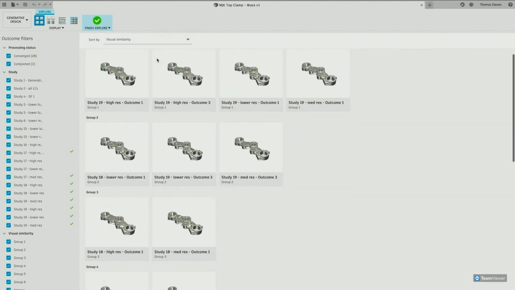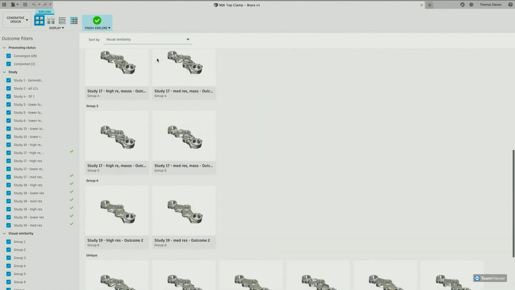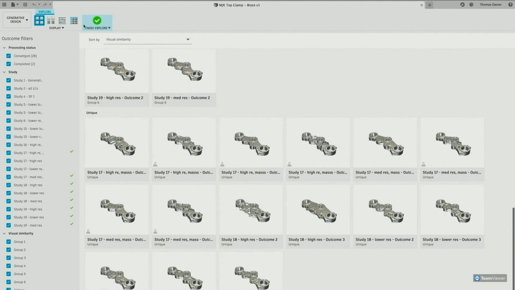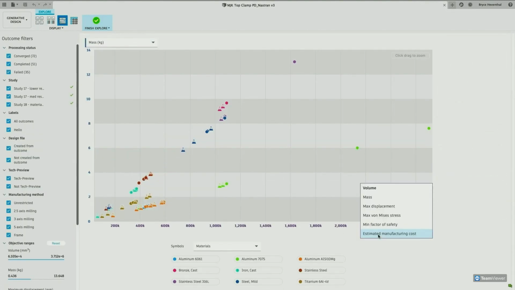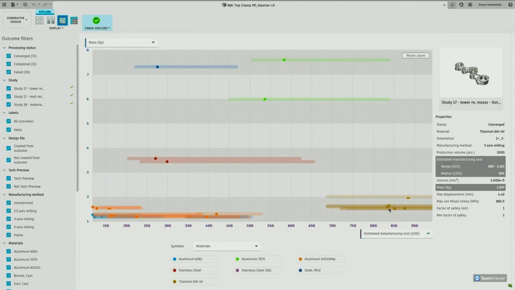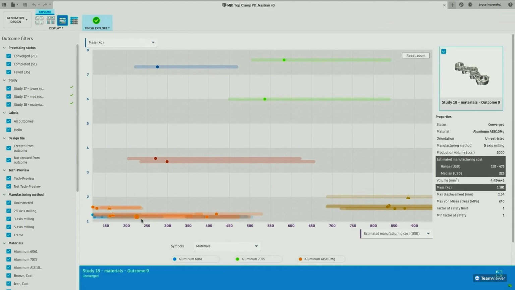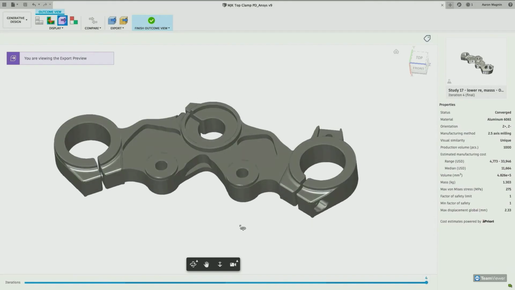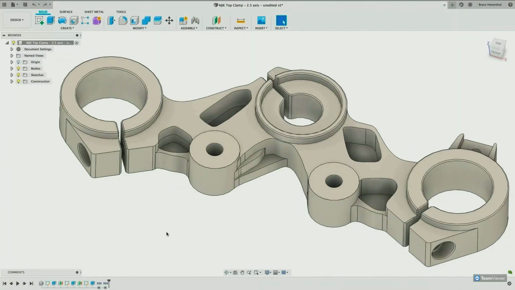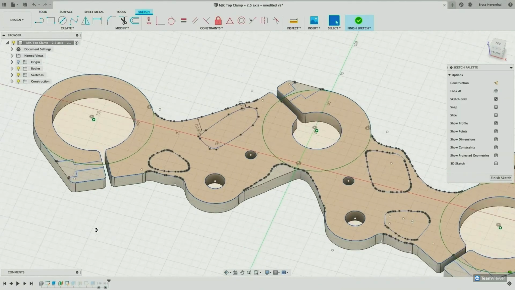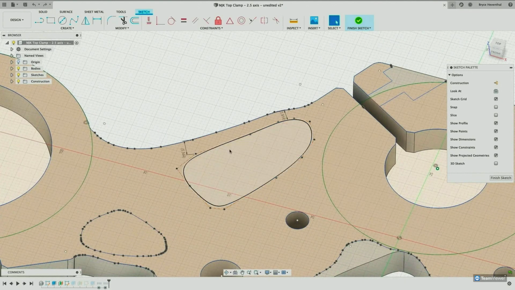Here we can view the outcomes and we can group them by visual similarity. And all these outcomes can also be viewed either as graphic or as a graph where we can adjust the axes of the graph. Here we've got estimated manufacturing costs versus the mass in kilograms, and you could change the vertical axis as well. So we're looking at what is going to work the best and what's going to have the best cost. And that geometry is output and is also then editable.